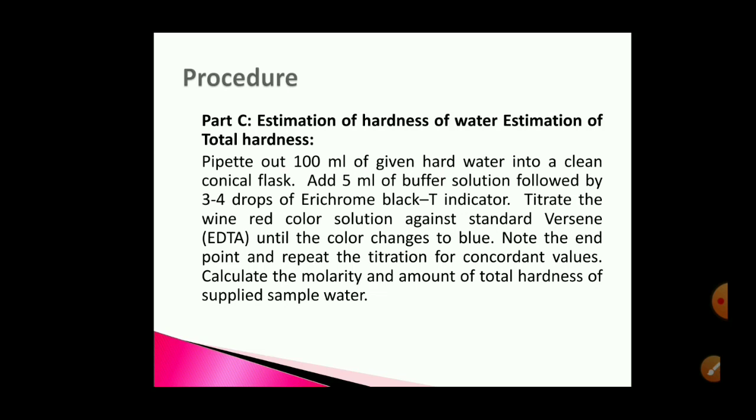Wine red color will be obtained, and that will be titrated with EDTA till a blue color is obtained at the end point. We will be noting down the titer values to get the concordant values, and then we will be calculating the molarity of the sample water, and further we will be calculating the total hardness of this sample water through calculations.